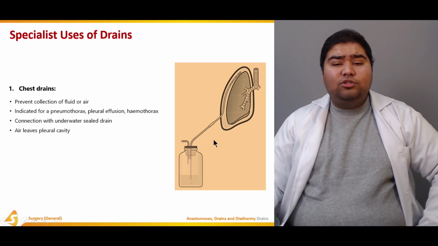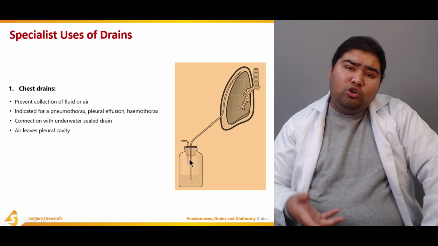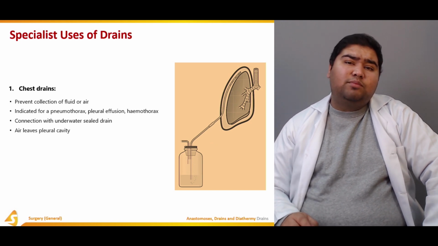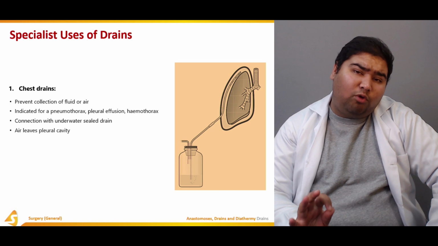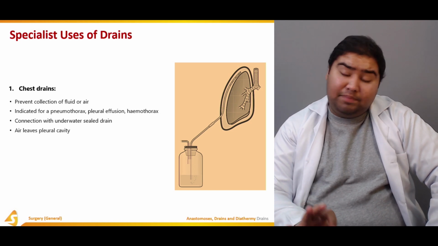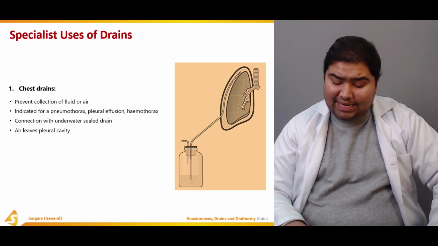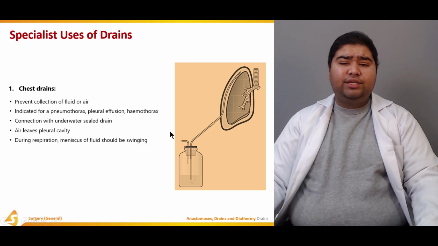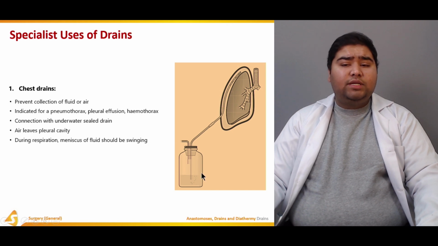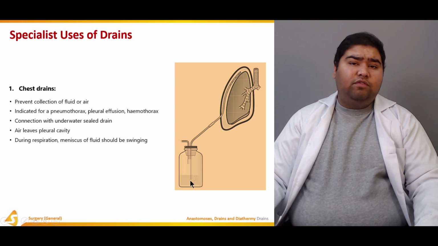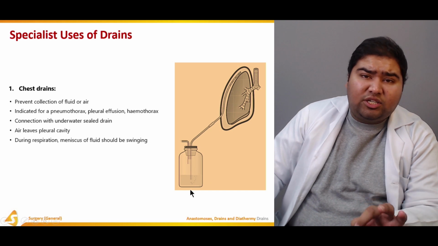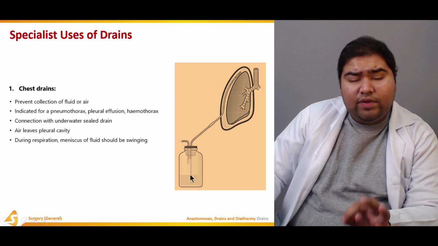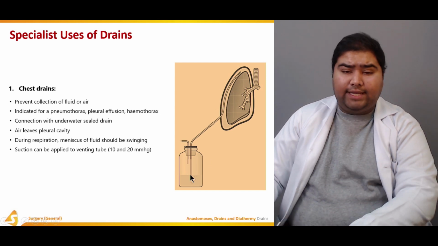It causes the air to leave the pleural cavity but not to be reabsorbed. The air that leaves the pleural cavity cannot be reabsorbed because this is attached to a watertight sealed drain. Now, during respiration, the meniscus of the fluid should be swinging. This meniscus should always be moving when the patient is respiring. So, when the patient is respiring, this is moving and you know your drain is in the right place.